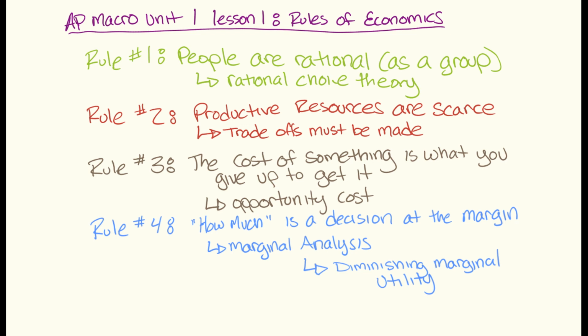So once we've set up a good basis for understanding what opportunity cost is, I then transition into rule number 4, which is related to that. So rule number 4 is how much, the question how much, is the decision at the margin. And this is the point in the lesson where we'll introduce the concept of marginal analysis, which will then lead us to understanding the law of diminishing marginal utility, which usually takes a little while for the kids to process. They generally don't know most of those words for diminishing marginal utility, so we're going to have to spend a little bit more time talking about what that means.